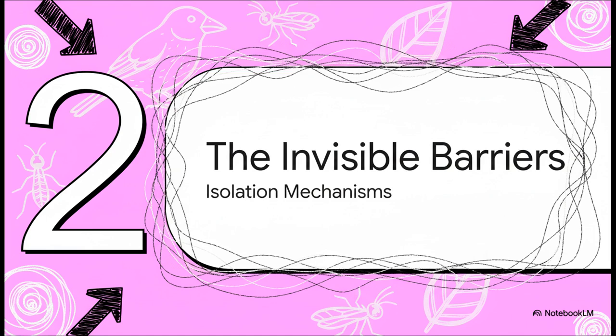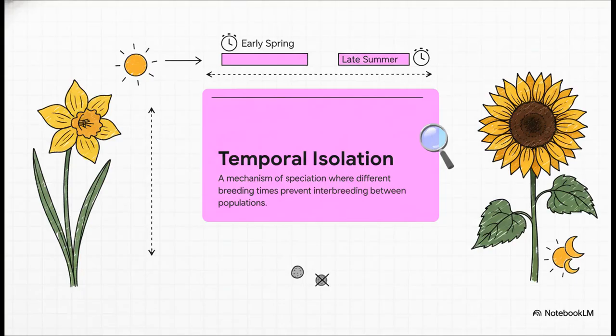Well, the answers are what we can think of as invisible barriers, or isolation mechanisms. So one of those invisible walls is called temporal isolation. And temporal is just a fancy way of saying related to time. So this is all about timing. It's when 2 groups are basically ready to mate at completely different times. A perfect example is 2 species of plants growing side by side. One might flower in the early spring, while the other flowers in the late summer. Their schedules are so off, their pollen just never gets a chance to mix.